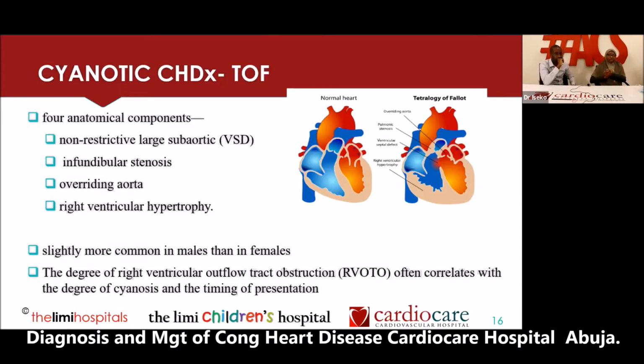And then, because of the pulmonary stenosis, there's right ventricular wall hypertrophy, as it tries to overcome that resistance. This is slightly more common in males than in females. The degree of obstruction correlates with the degree of cyanosis and timing of presentation. If this obstruction is severe, the child is likely to present early because it will be obvious to the mother that this child is blue, with fatigue and other symptoms coming. But if obstruction is not severe, it will take a while.